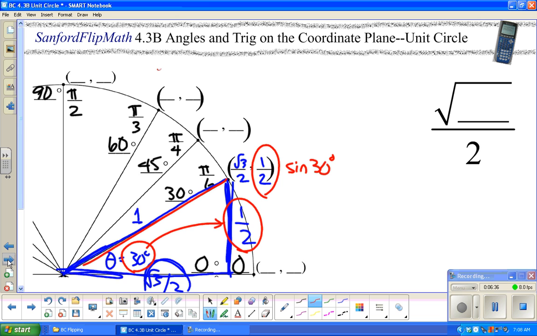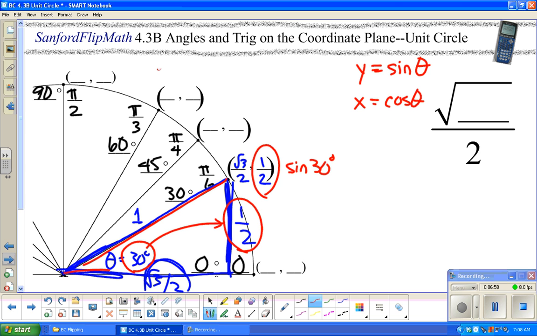Well, where is that in that ordered pair? Because the ordered pairs are the issue on the unit circle. It's all about the ordered pairs. Well, that is the y value. And that's always going to be the issue for unit circle. The y value is sine. In the same way, the x value is cosine.